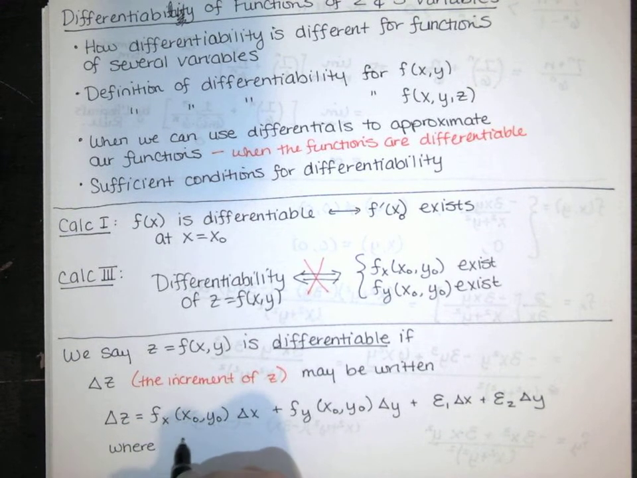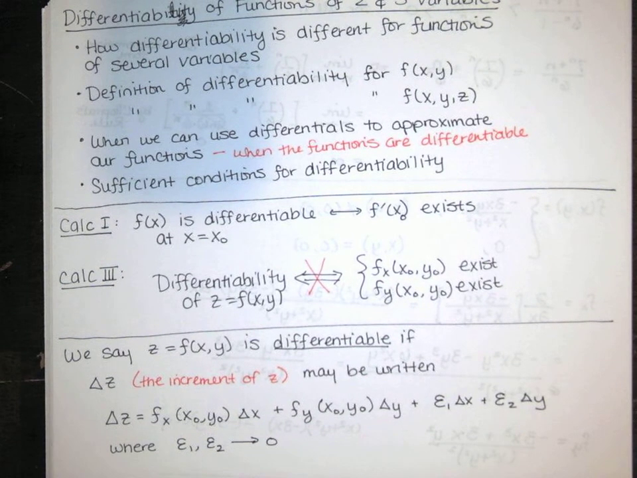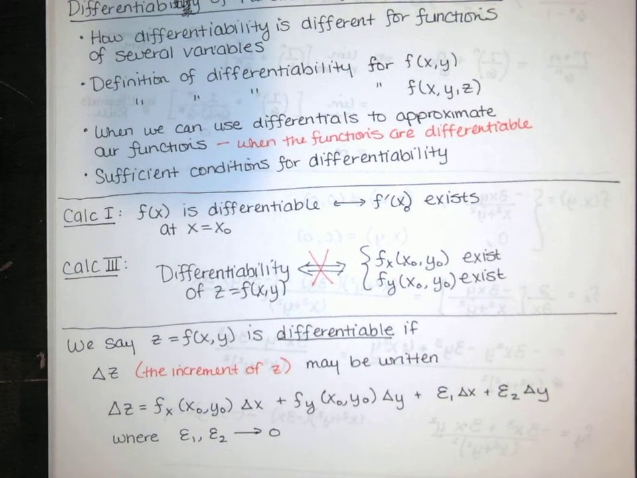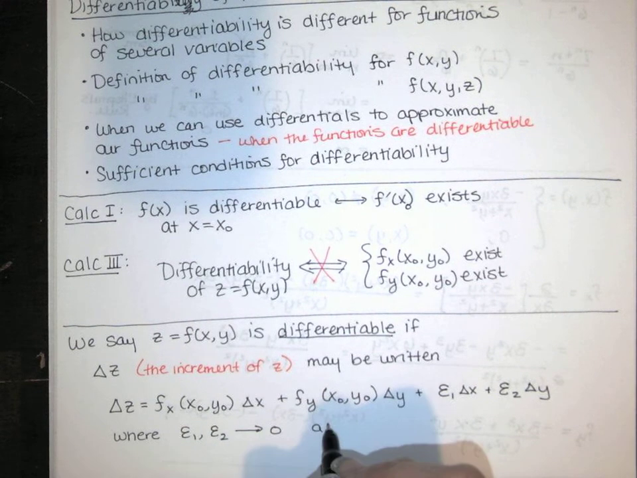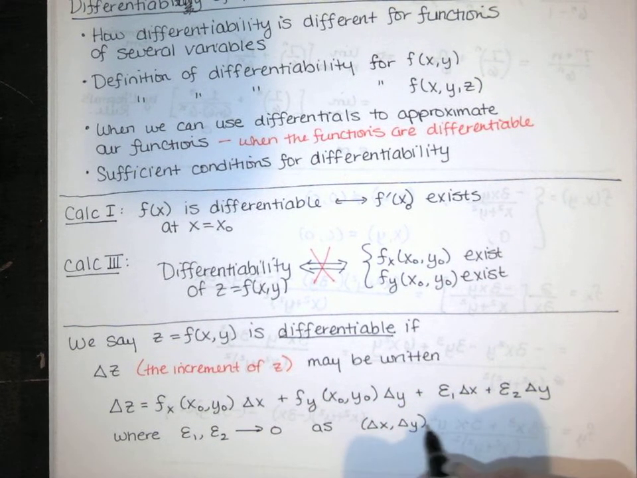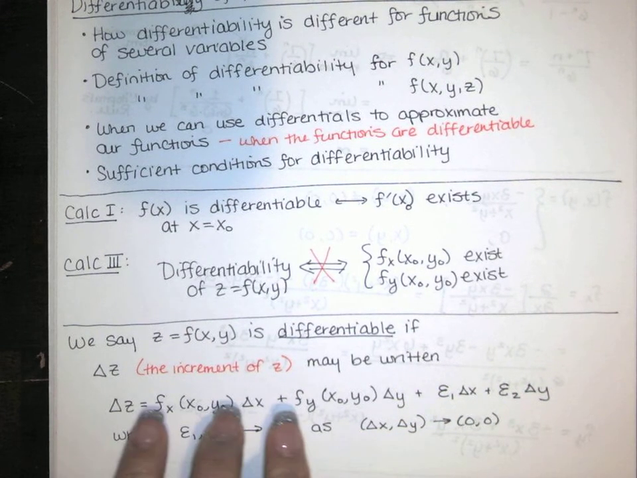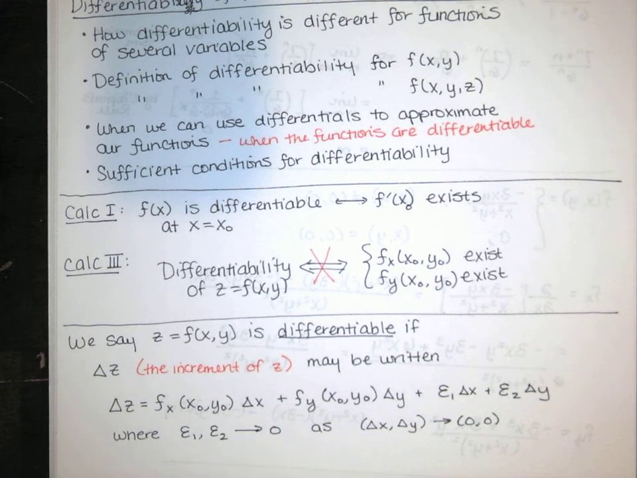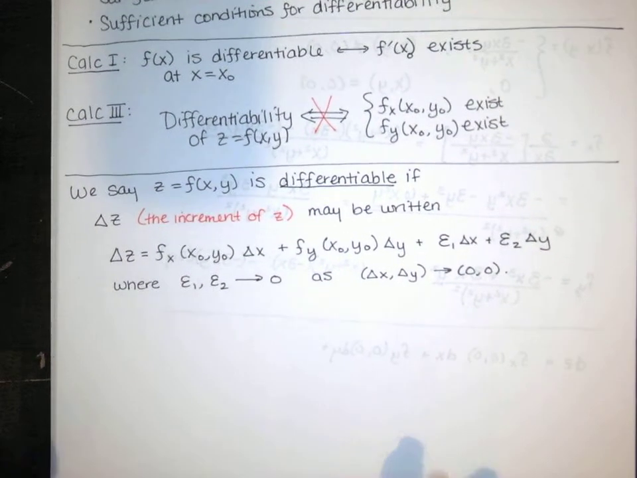where epsilon 1 and epsilon 2 approach 0, so these are functions of x, y, delta x, and delta y, but these approach 0 as delta x and delta y simultaneously approach 0. If we can do this, then we say that z is differentiable. And you're like, oh my gosh, what? Well, let me give you a concrete example of this.